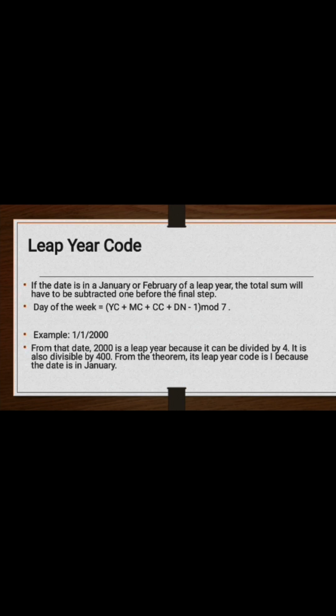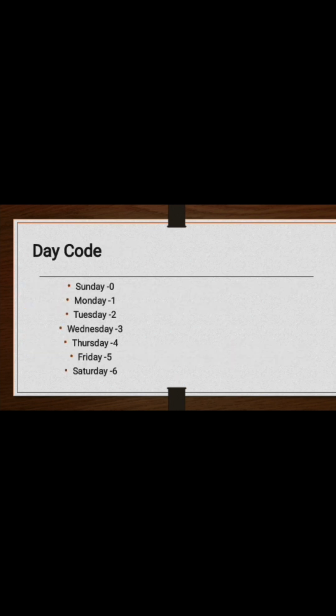January 1, 2000. The year 2000 is a leap year because it can be divided by 4. It is also divisible by 400. From the theorem, its leap year code is 1 because the date is in January. Day codes: Sunday 0, Monday 1, Tuesday 2, Wednesday 3, Thursday 4, Friday 5, Saturday 6.